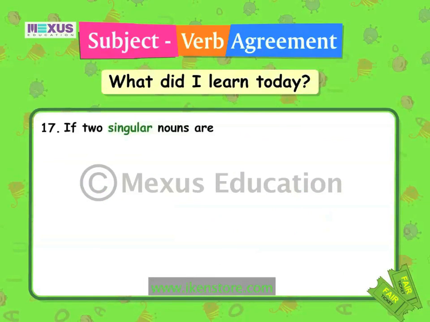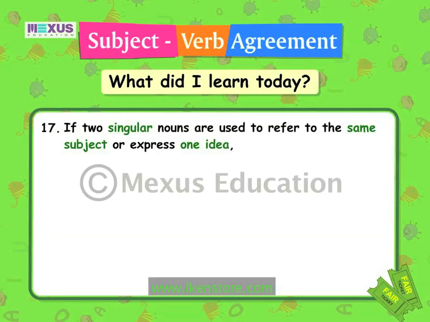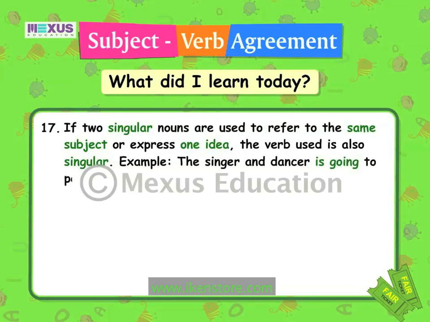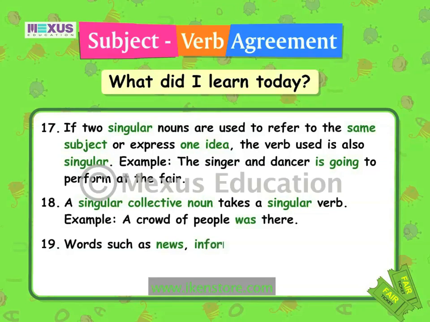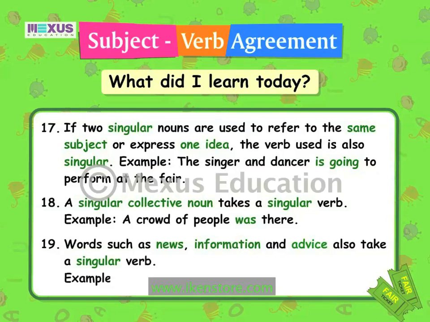If two singular nouns are used to refer to the same subject or express one idea, the verb used is also singular. Example, the singer and dancer is going to perform at the fair. A singular collective noun takes a singular verb. Example, a crowd of people was there. Words such as news, information, and advice also take a singular verb. Example, this information is incorrect.